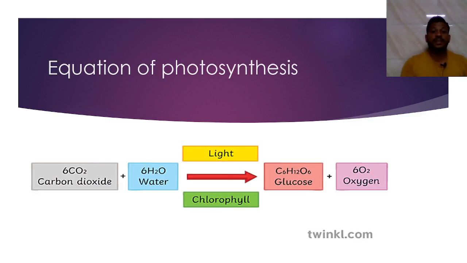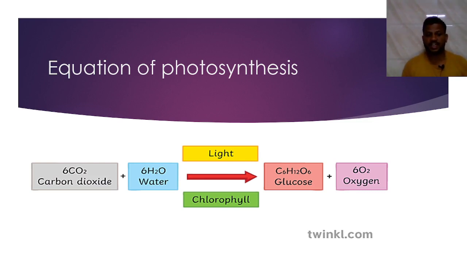Let us see the equation of photosynthesis. This is the equation, where carbon dioxide and water combine with each other in the leaves in the presence of sunlight and chlorophyll to produce glucose. C6H12O6 is the molecular formula of glucose, and they liberate oxygen to the atmosphere.